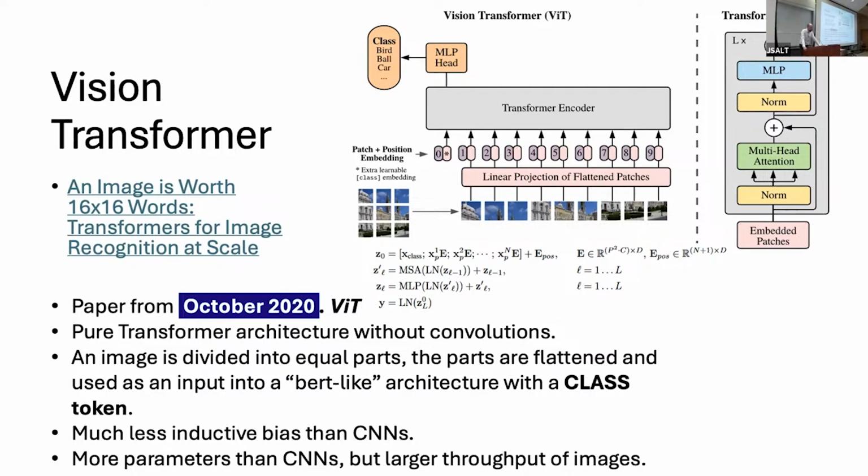And the idea is simple. These patches will serve as our words, and we will put them into a linear projection layer, which is like an embedding, because an embedding is nothing more than a fully connected network.